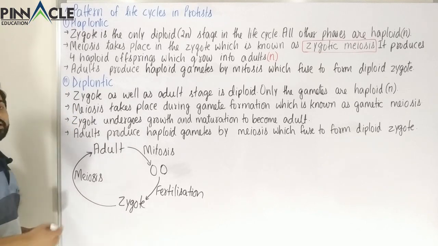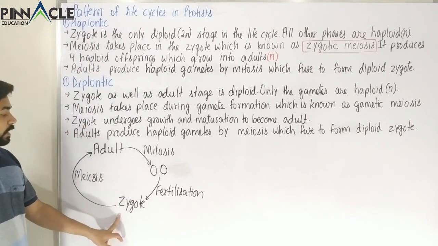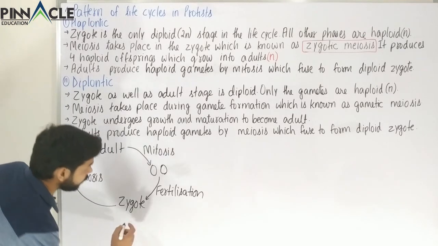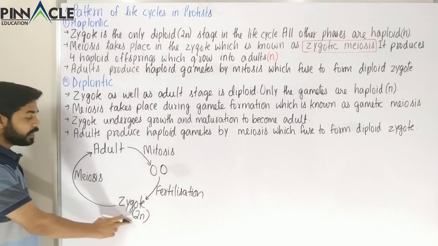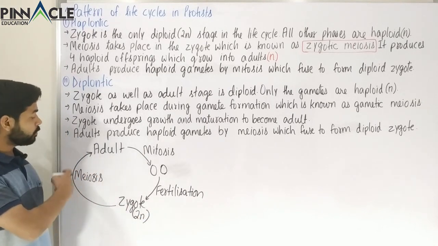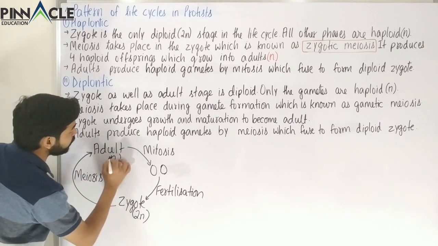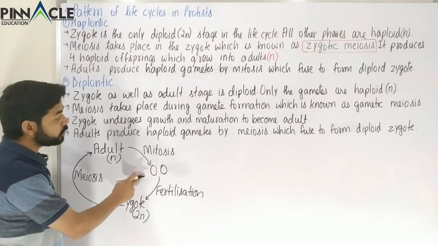So this is a normal haploid life cycle. You can see here that this is the zygote, and now this zygote is 2n, that is, it is diploid. So when a diploid cell undergoes meiosis, it becomes haploid. So the adult will be n, that is haploid, and now this adult is producing gametes.